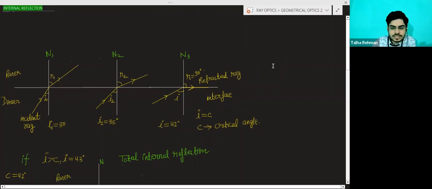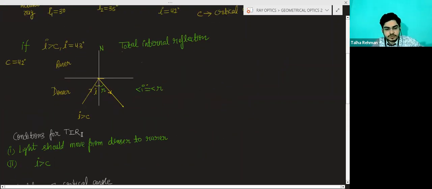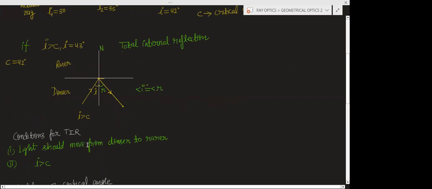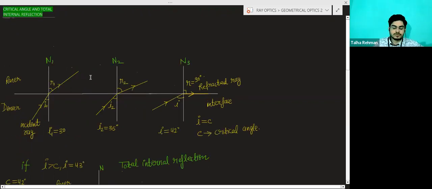So you can see the conditions for TIR. TIR means total internal reflection. Light should move from denser to rarer medium, and the angle of incidence should be greater than the critical angle. You can now note this down.